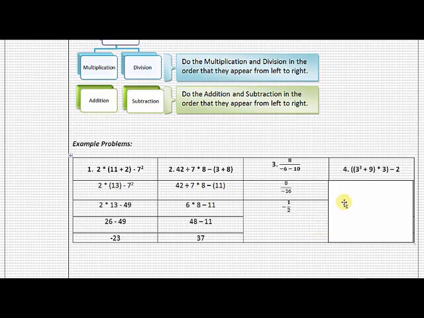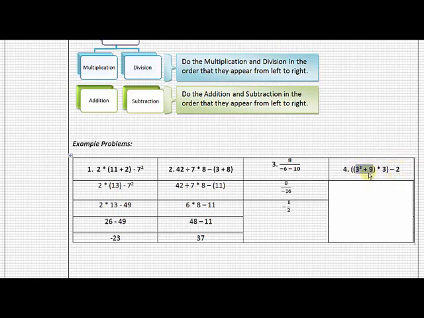Let's take a look at our fourth and final problem for this video lesson. Here we have what is referred to as nested parentheses. So we have a set of parentheses, but inside of that we have another set of parentheses. So we start with the innermost part of the parentheses. So that'd be 3 to the third power, or 3 cubed, plus 9, all of that times 3, and finally subtract 2. So we're going to deal with this inside part here first.